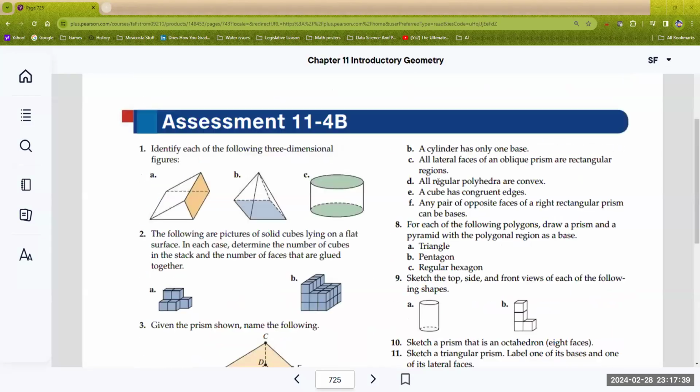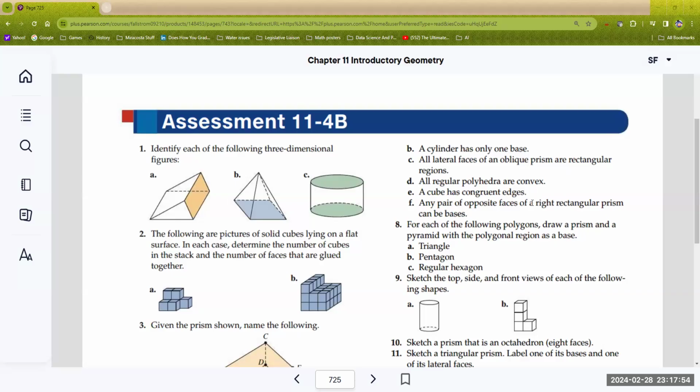First one was on number 7, which is like an always, sometimes, never, but in this case, it just says true, false. So let's see here. A cube has congruent edges, right? So again, that's a great one. That would be an always. But let's jump down here.